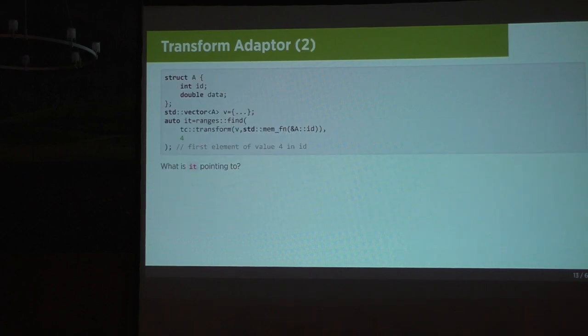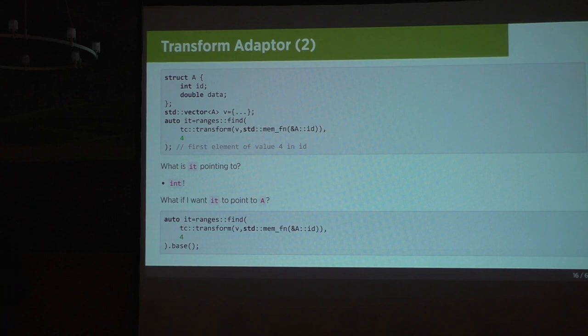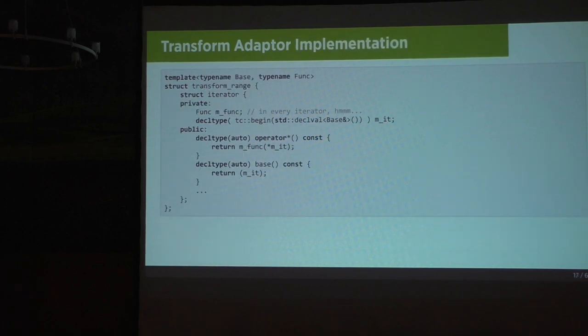Now, when you do this, what's the it pointing to? Well, it's an iterator, but it's still pointing at ints, right? Because we just transformed our range of the structures into a range of ints. So the iterator is going to point to ints. Of course, you may want the underlying A back. So what do you have to do? Usually there is something like a base function where you take the iterator that you got out, you call base, and then you get the underlying iterator. Because essentially, the iterator that is giving you the int has to somehow remember where it is in the world of A's.